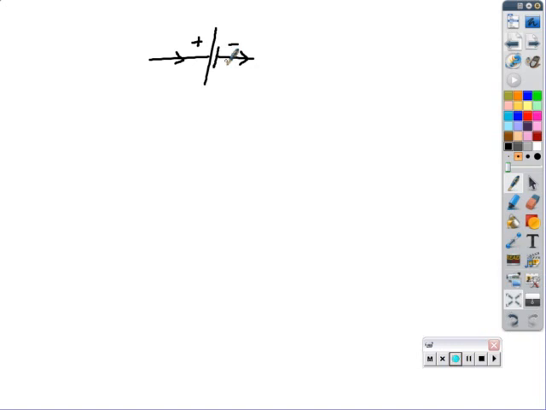If you think of a capacitor, it has charge getting built up on either side. You've got negative charge getting built up on one side and positive charge getting built up on the other side. And then once it gets to a certain point, the charge will balance itself out and stop building up in the plates.